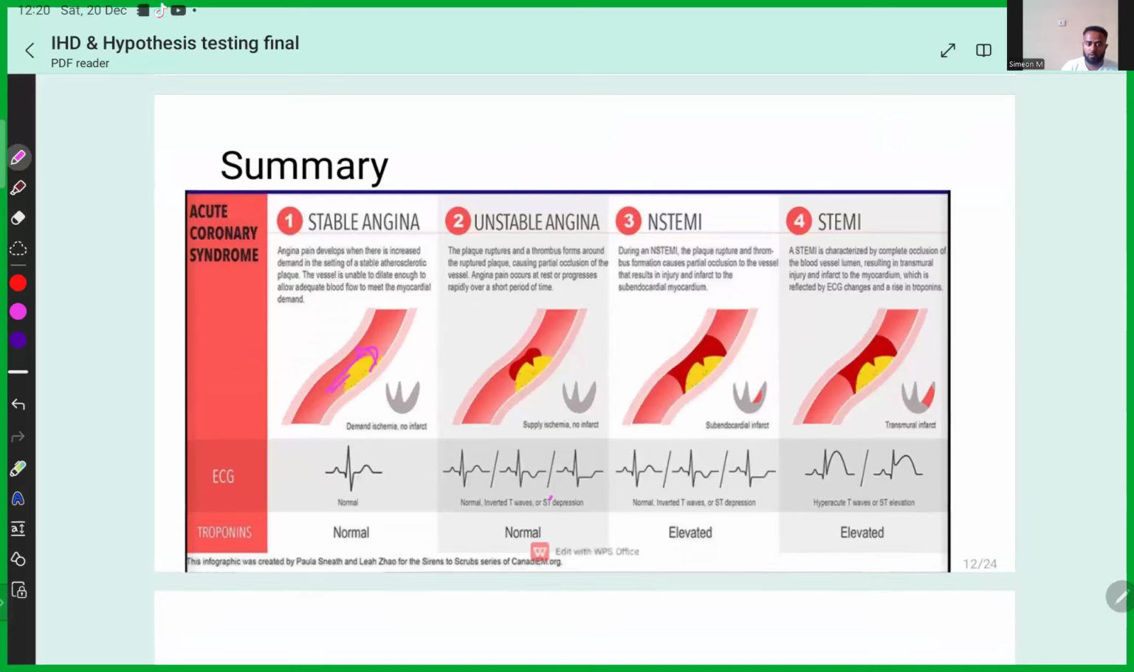So in summary, based on the degree of occlusion, as you can see here, complete occlusion results in STEMI, partial occlusion due to plaque rupture results in unstable angina and NSTEMI, and fixed obstruction results in stable angina. On ECG, stable angina and unstable angina might be normal, or they might present with some ST-T wave abnormalities, NSTEMI will result in ST depression and T wave inversion, and STEMI will result in ST elevation and elevated troponins.